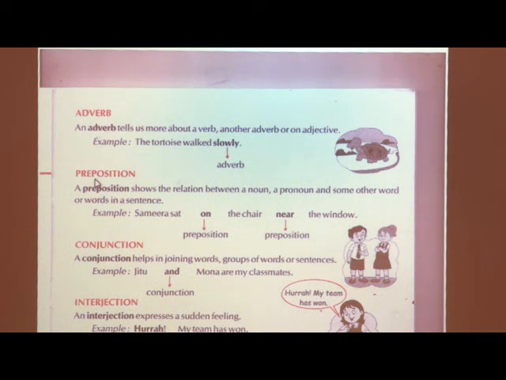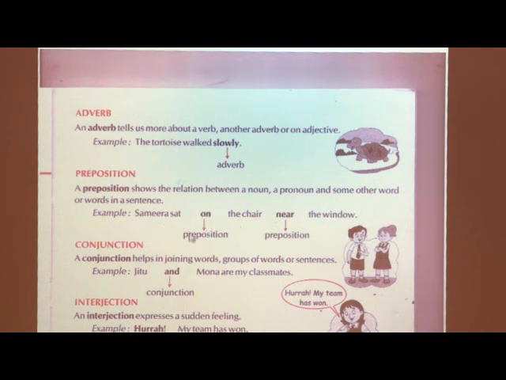Now the next is the preposition. What is a preposition? A preposition shows a relation between a noun or a pronoun and some other word or words in a sentence. It is a word used with a noun or a pronoun, and it shows the relation between a noun or a pronoun and something else. For example, they have given: Samira sat on the chair.